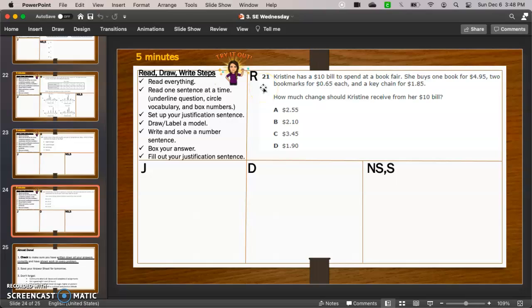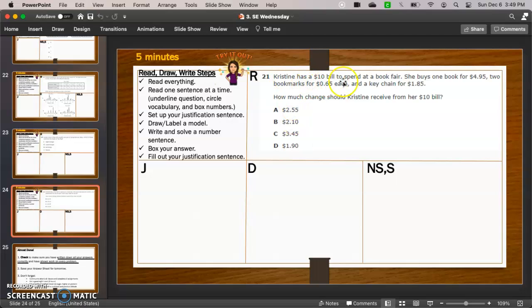Question 21. Christine has a $10 bill to spend at a book fair. She buys 1 book for $4.95, 2 bookmarks for 65 cents each, and a keychain for $1.85. How much change should Christine receive from her $10 bill? A. $2.55. B. $2.10. C. $3.45. D. $1.90.